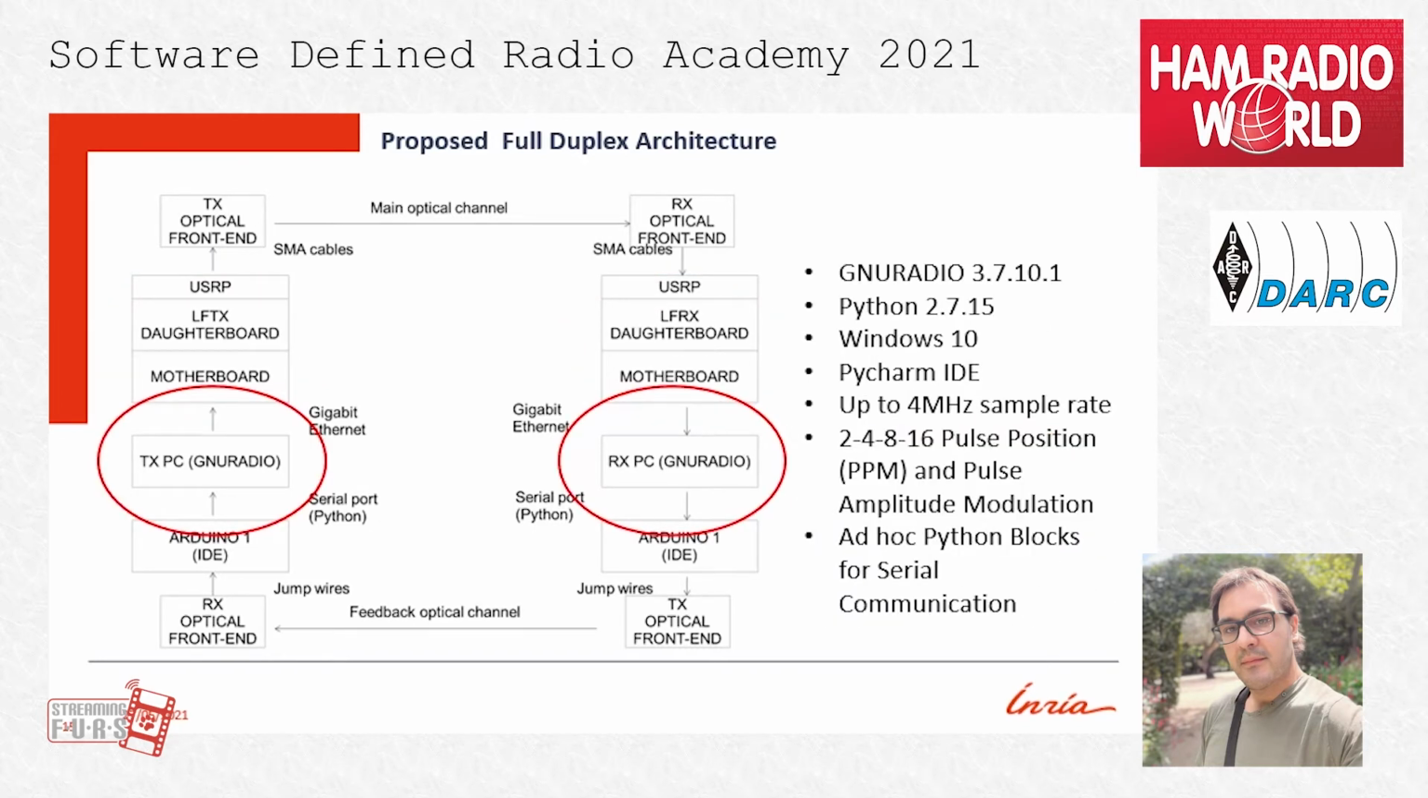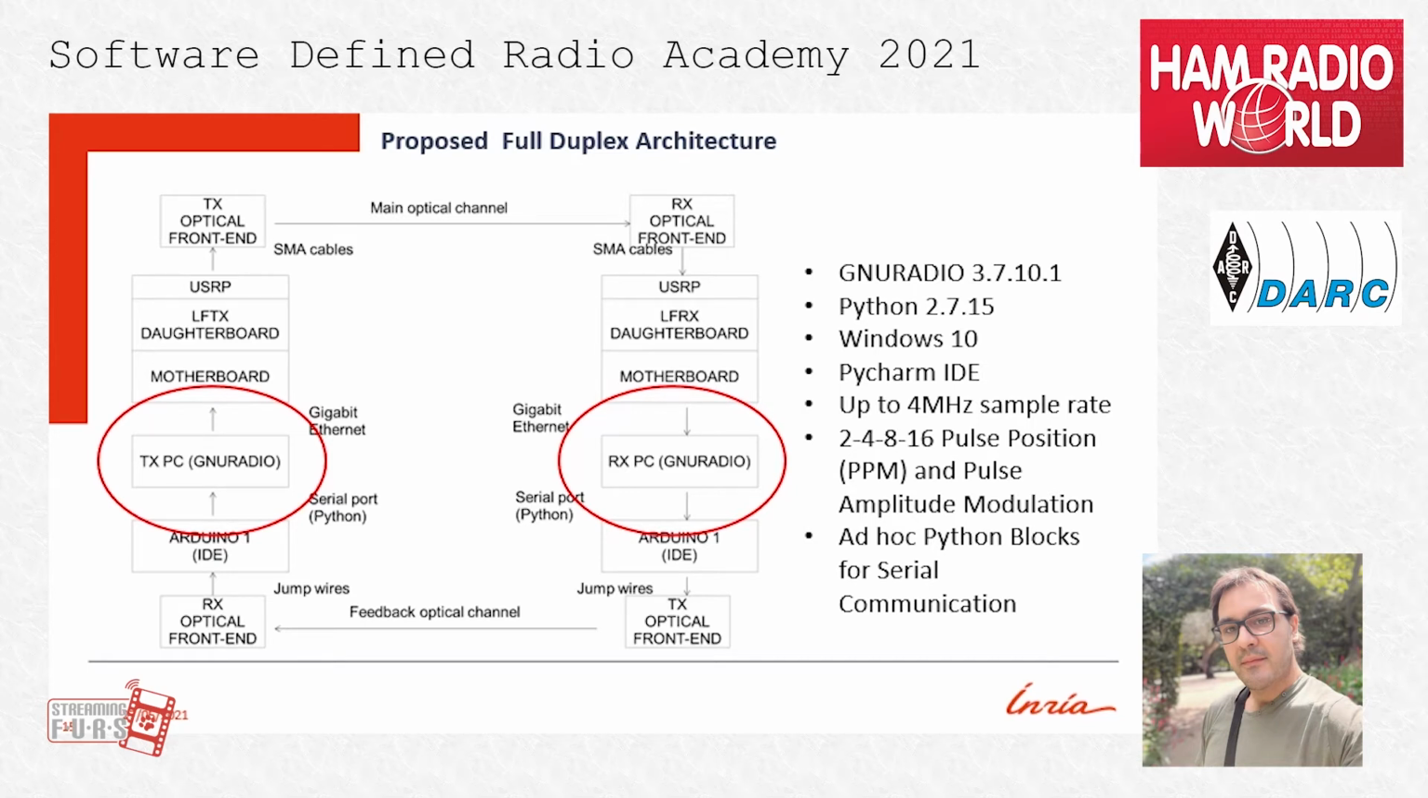And after, we have a receiver PC and a transmitter PC, which exchange user data and also exchange the control data. And for this scope, we use GNU Radio 3.7 and Python 2.7 on a Windows 10 operating system. Clearly, the same operation could be done, probably more easily, with Linux. And we use the PyCharm IDE in order to write the routines that after we use in the proper Python blocks.